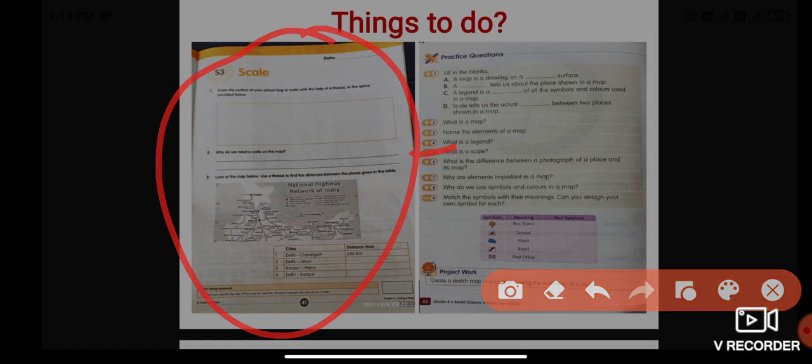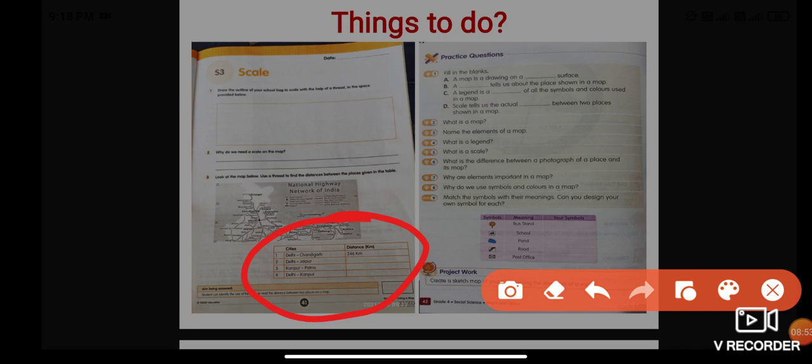Now things to do. Please complete S3, and then do your practice question number 5, What is a scale? That is your homework for today. For this, you need to measure the distance as given here with a thread. Please take out a thread and try to measure the distance between Delhi, Jaipur, Kanpur, Patna, and Delhi, Kanpur.